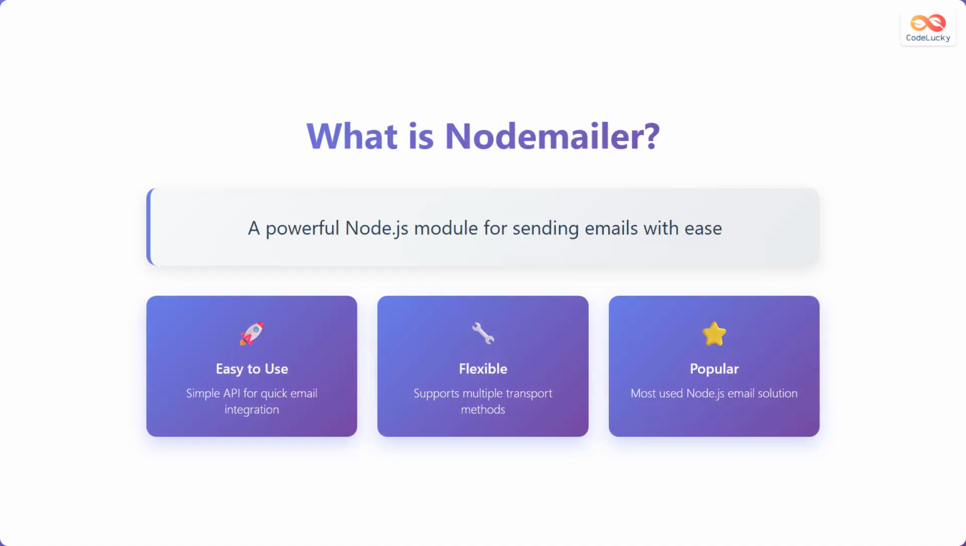NodeMailer is a module for Node.js that allows you to send emails very easily. It provides a simple application programming interface, also known as API, that simplifies the process of sending emails, handling attachments, and managing various email-related tasks. It supports multiple transport methods, meaning it can work with different email service providers. It is one of the most used email solutions for Node.js.